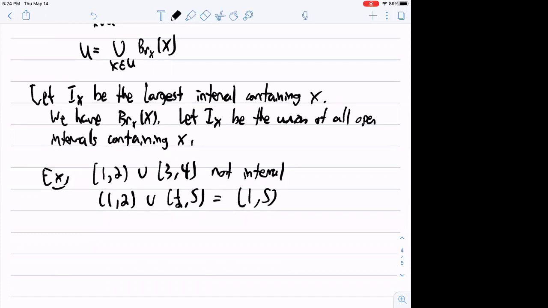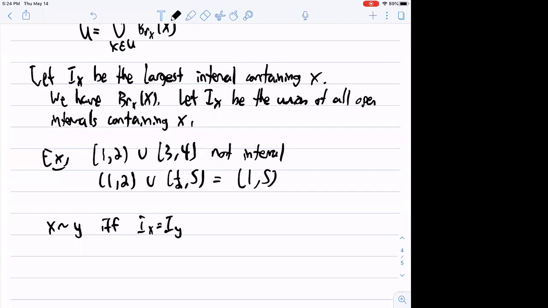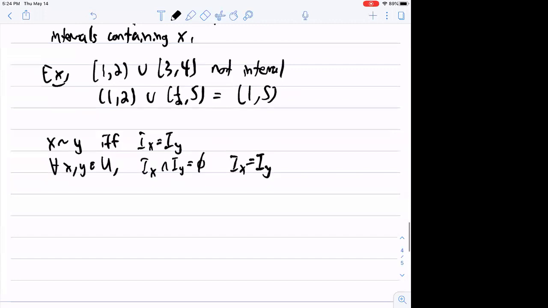Now, what we're going to do is show two things. We define x is equivalent to y if and only if Ix is Iy. Here's a nice thing: for all x, y in U, either Ix intersect Iy is the empty set, which means they don't intersect, or Ix is Iy. We can't have anything else.